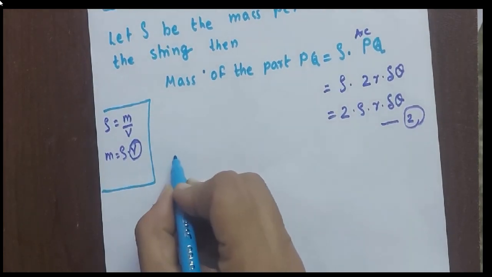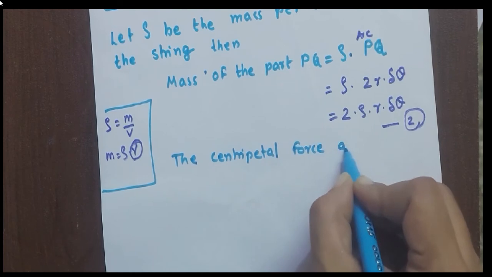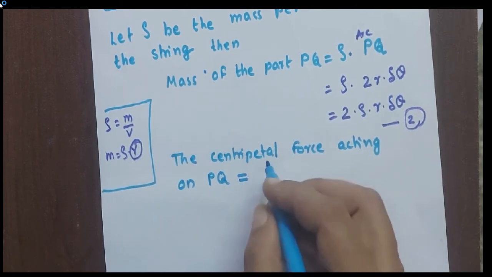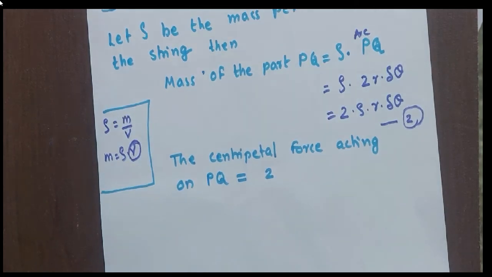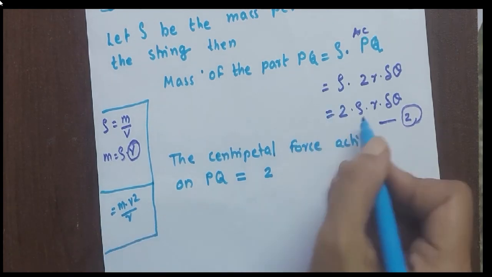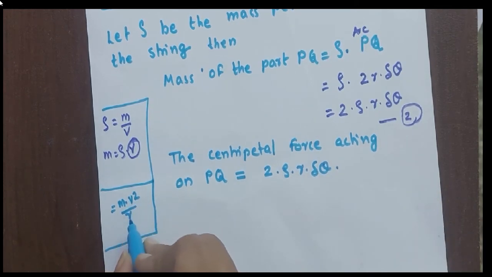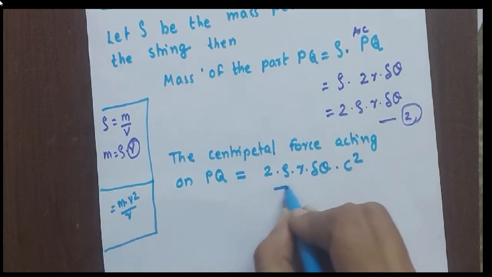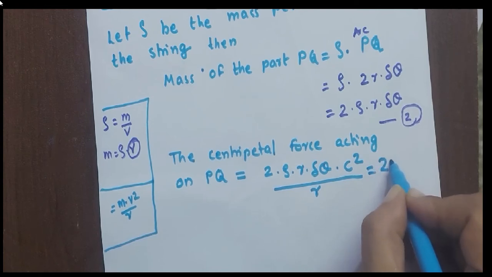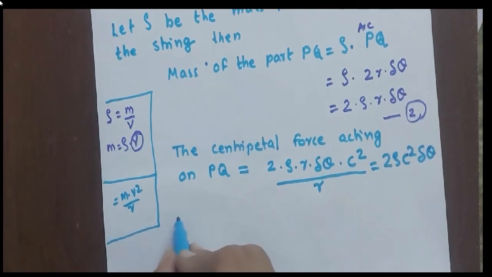Now the centripetal force acting on PQ is equal to mass into velocity square upon R. The mass we already got is 2 rho R del theta, and the velocity of the wave is denoted by c, so it becomes c square divided by R, the radius. The radius R cancels and we remain with 2 rho c square del theta.